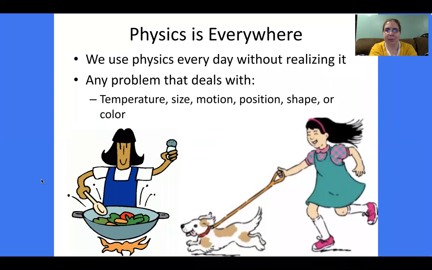So physics is everywhere. You do use physics every single day without realizing it. Any problem, anything that incorporates temperature, size, motion, position, shape, color, all of that can be described by physics. It is everywhere around us. Why does this shirt appear yellow? How is it that a dog can pull so hard even if it's a small dog? All that can be described by physics.